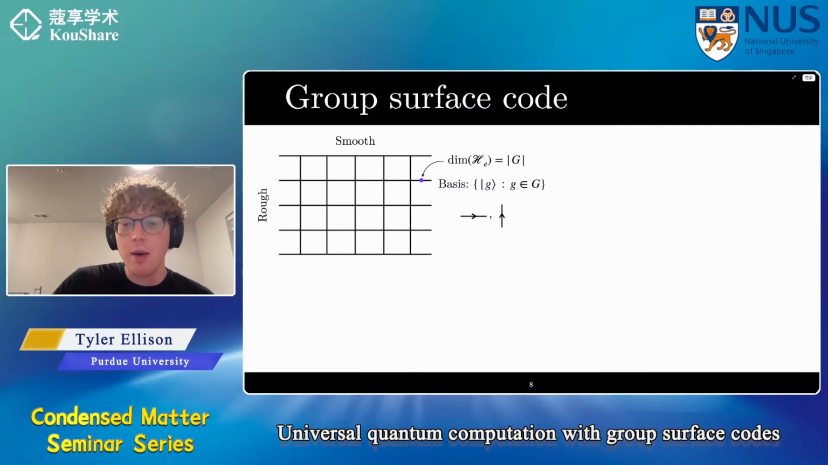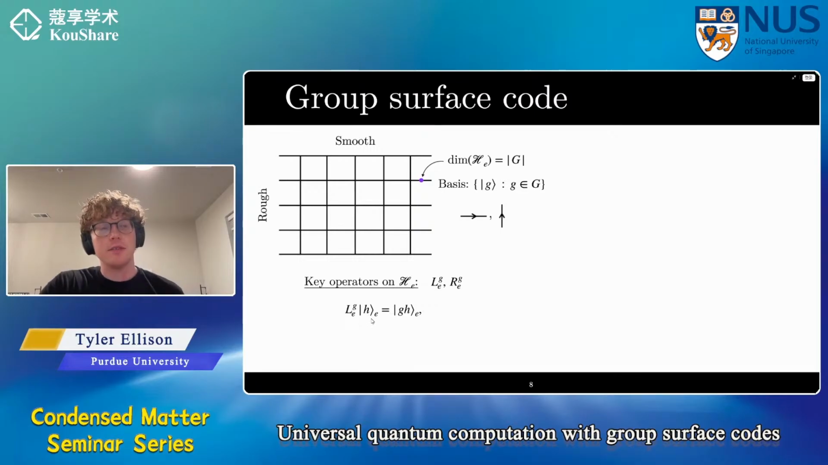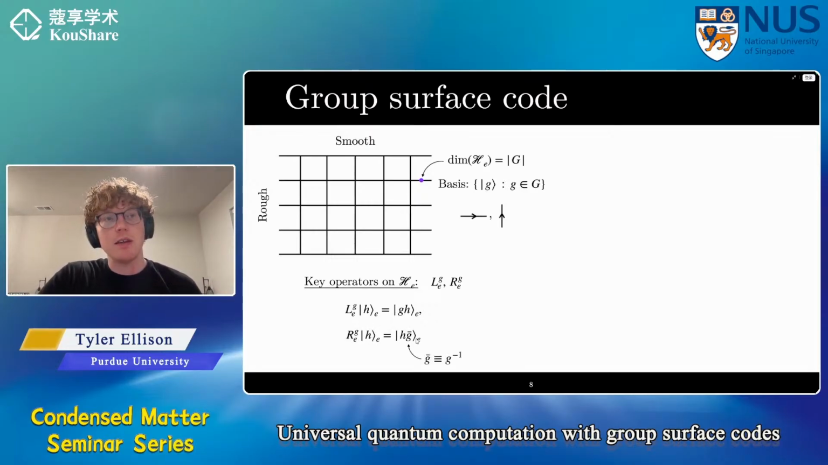I'll introduce two operators here, L_g and R_g. L_g acts on a basis state by left multiplication by g. R_g acts on a group basis state by right multiplication by g inverse. Is g inverse here so that R_g forms a homomorphism? R_g times R_h is equal to R_gh.